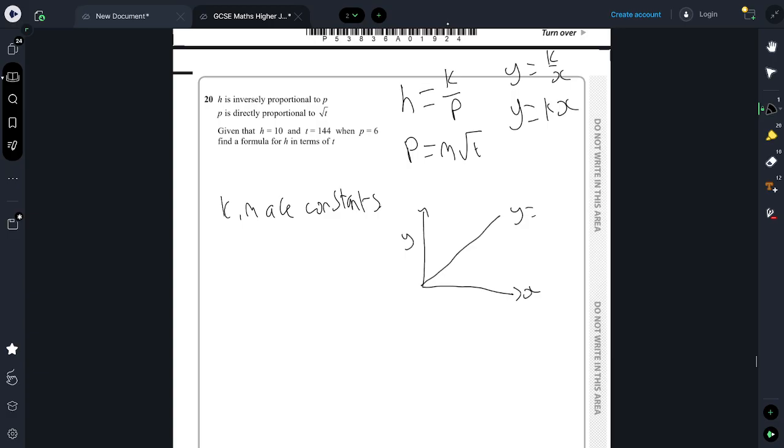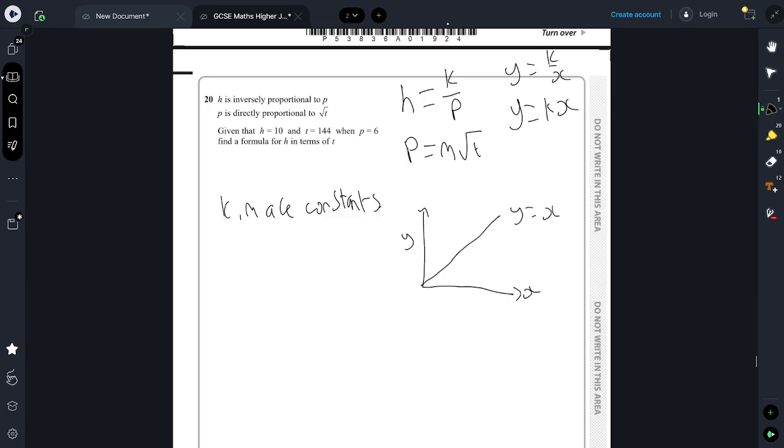And notice it looks like the graph y over x. And it is. If k is 1, it's a straight line. And that's the idea of this. As you increase x, y increases too. Likewise with p. If p increases, root t is going to increase.